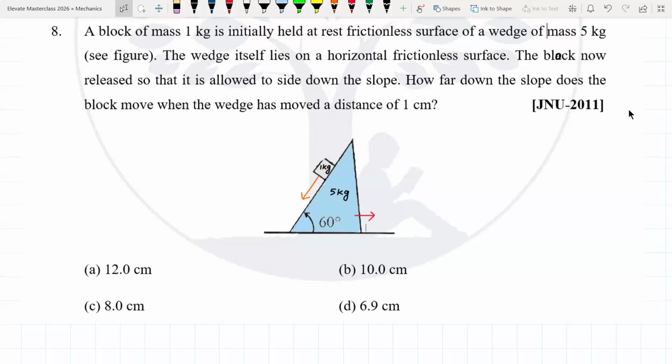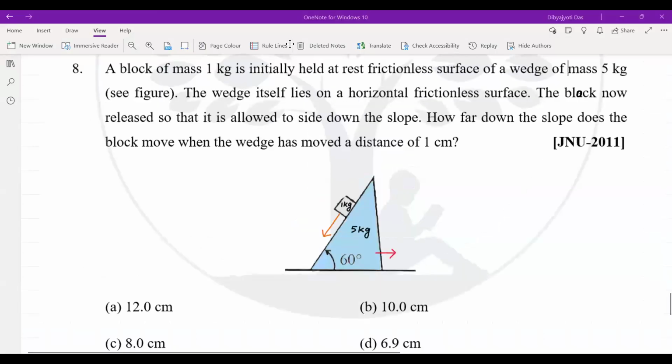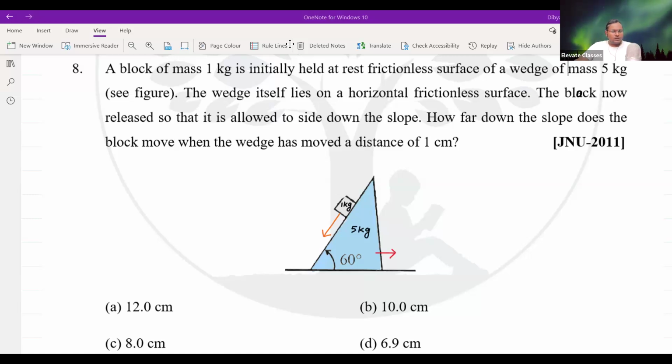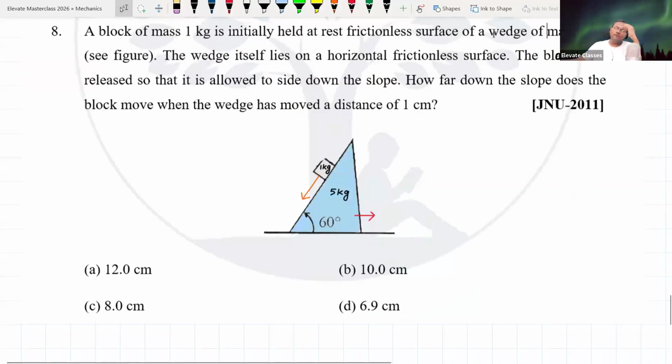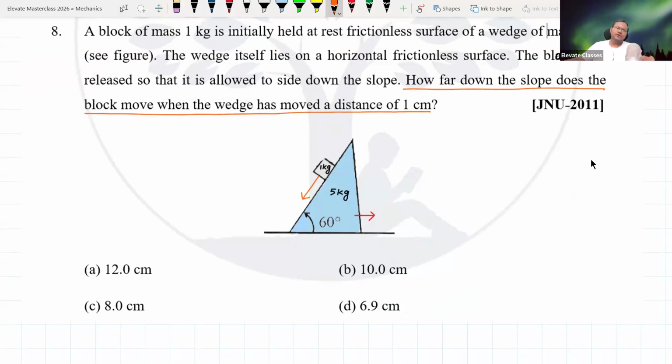Please check the answer I have given you one because I wanna make sure it is correct. So Bamdev, your answer is not correct. Vivek S, your answer is correct. All right. How far, इस लाइन को ध्यान से पढ़िए. How far down the slope does the block move when the wedge has moved a distance of 1 centimeter?